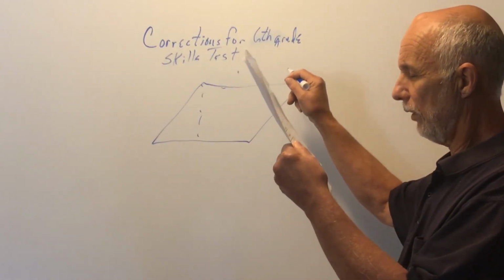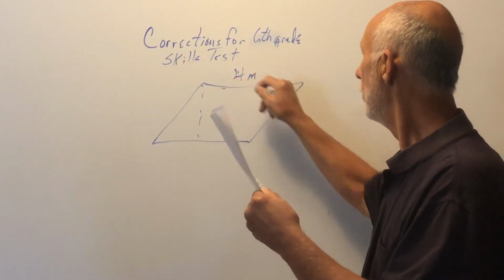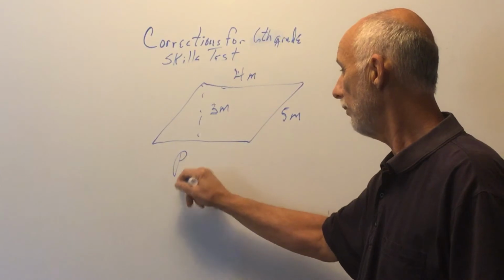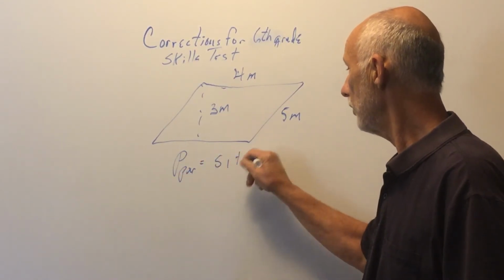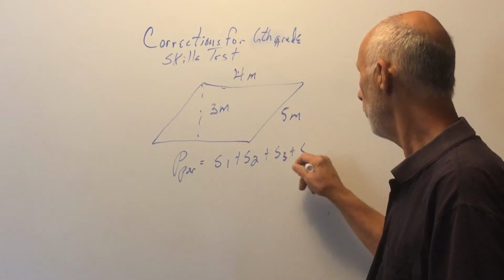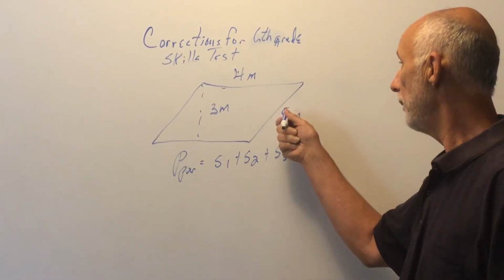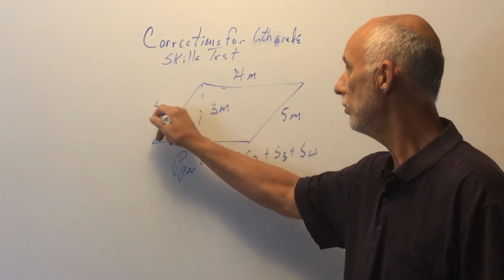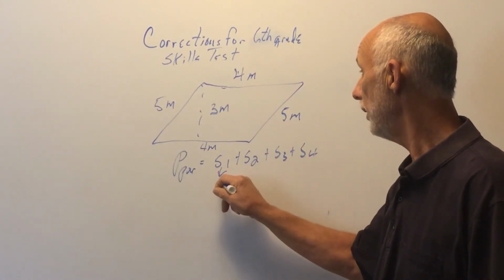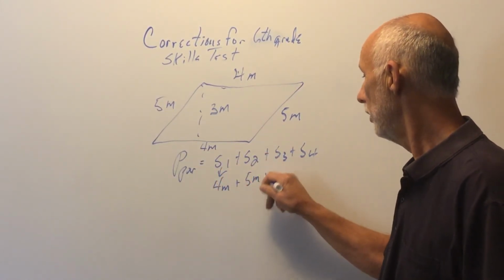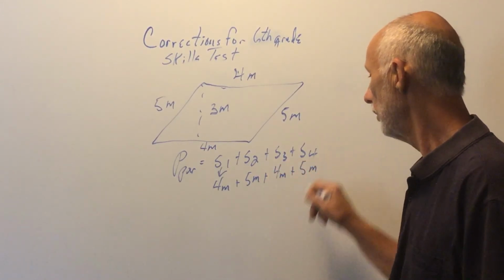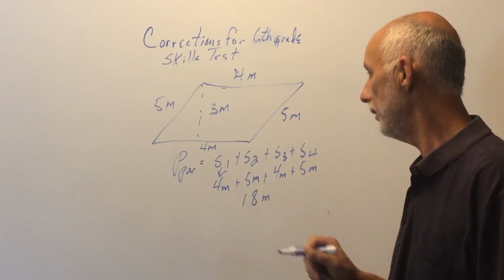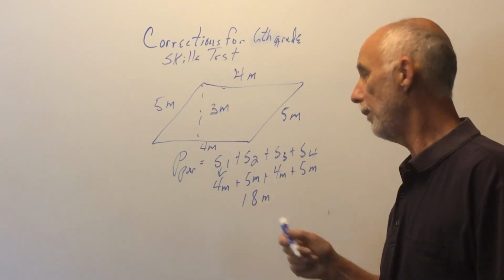The length was 4 meters, the width was 5 meters, and the height was 3 meters. And again, perimeter of a parallelogram would be S1 plus S2 plus S3 plus S4. I only gave you 2 sides, but because opposite sides are congruent, if this is 4 meters, this is 4 meters. If this is 5 meters, this is 5 meters. So it comes out to be 4 meters plus 5 meters plus 4 meters plus 5 meters. 4 plus 5 is 9, plus 4 is 13, plus 5 is 18 meters. And again, that would be the perimeter.